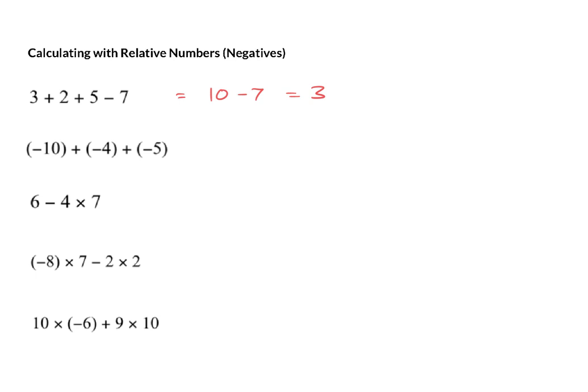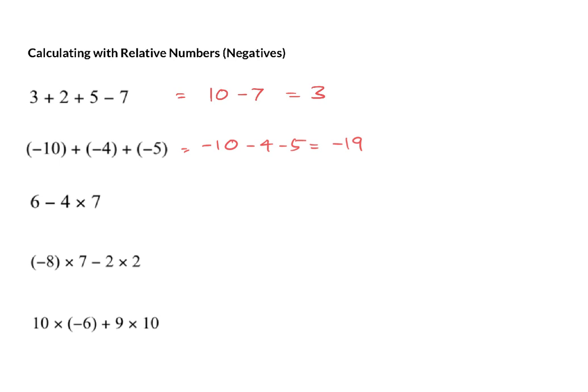Next, you can see my negative numbers are all inside brackets. That's just to show you that this sign is attached to this number. This is a negative 10, and I'm adding negative 4, and I'm adding negative 5. So I'm just going to rewrite that. You wouldn't have to do this, but I'm going to rewrite it just to show you. It's minus 10, minus 4, minus 5. So minus 10 minus 4 is minus 14, and minus 14 minus 5 is minus 19. So that should be the answer that you get.